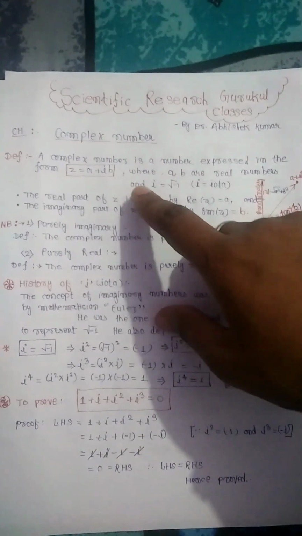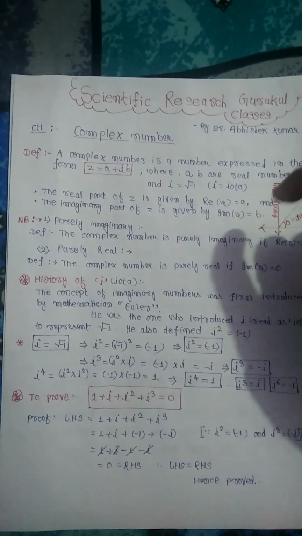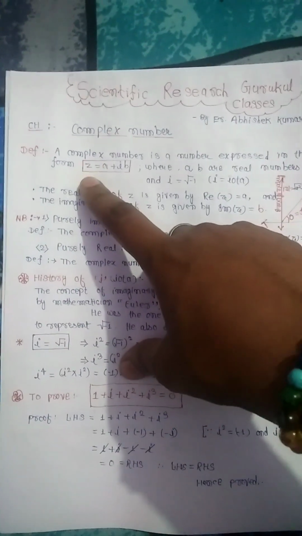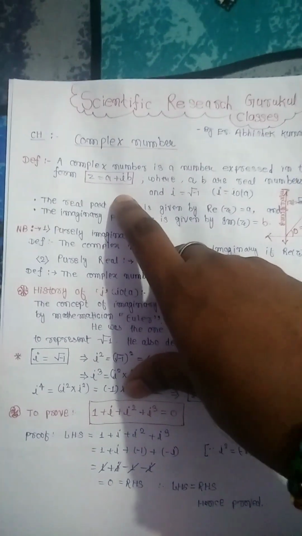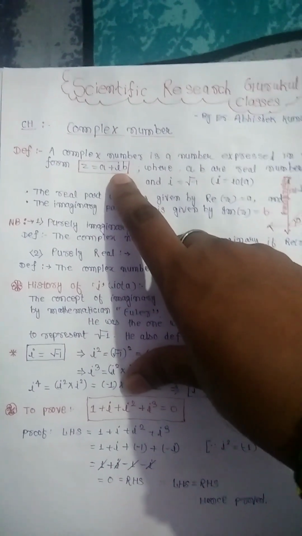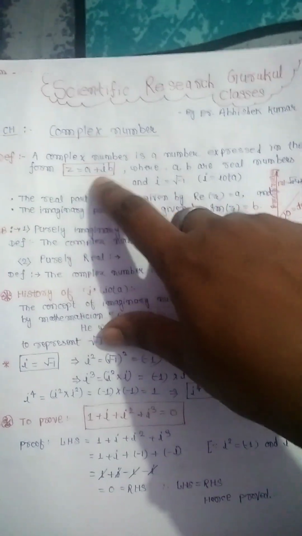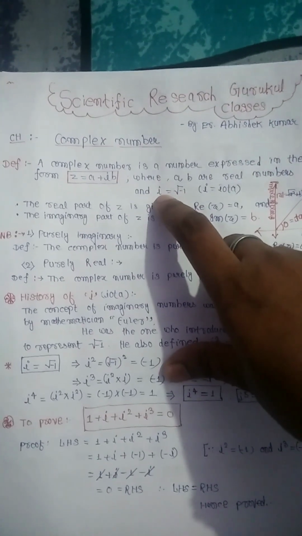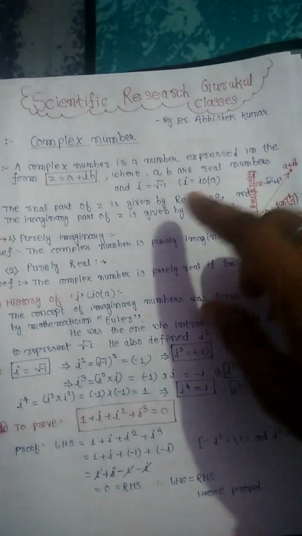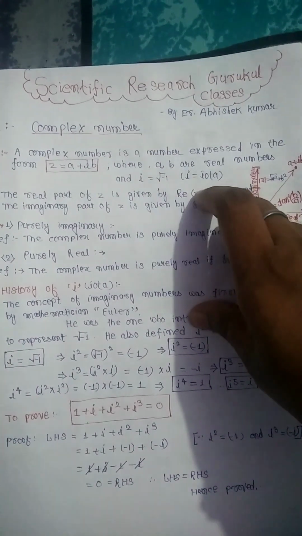So what is the complex number? Actually, a complex number is a number which we can express in the form z. So z basically represents the complex number, which can be equal to a plus ib, where i is read as iota. What iota is, we will discuss later. Here a and b are real numbers, and i is actually root over minus 1, a kind of imaginary number, and we read that i as iota.